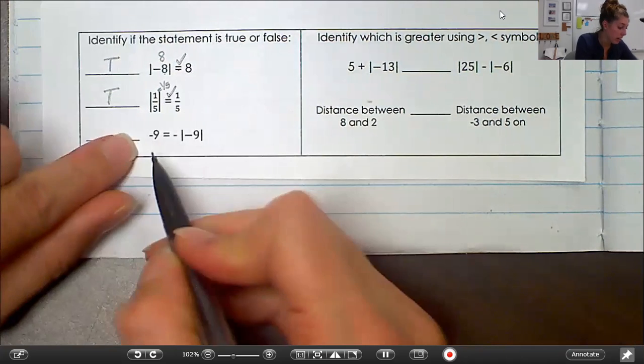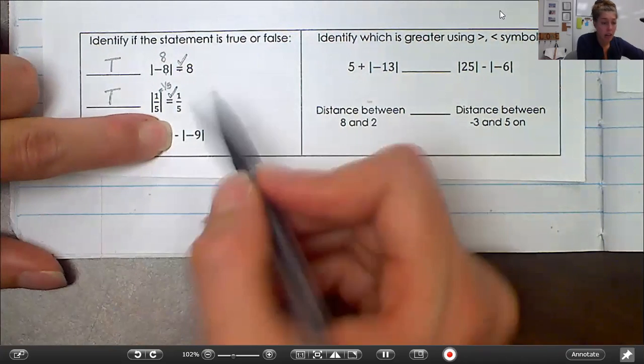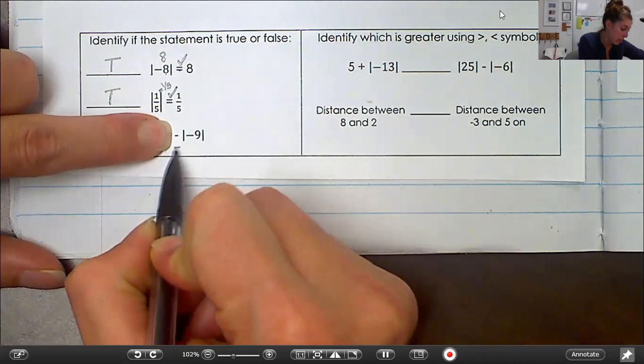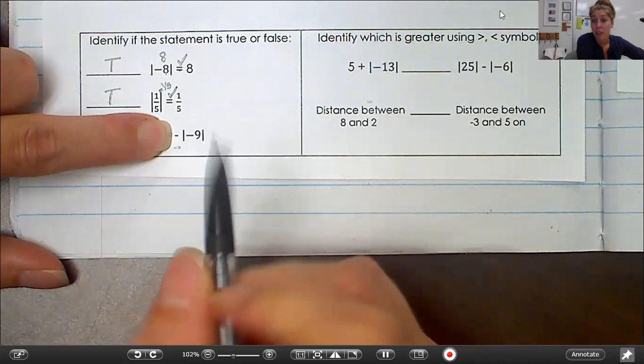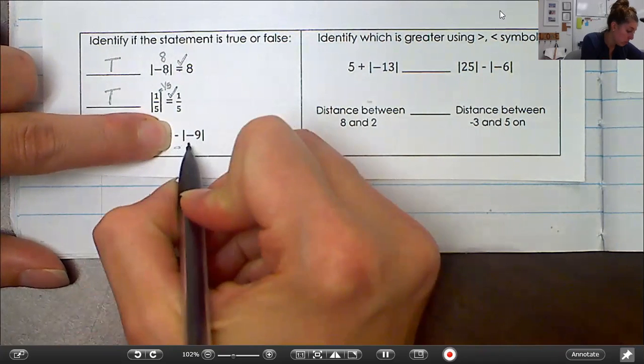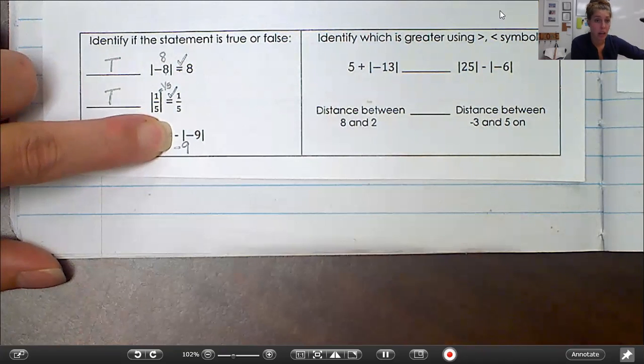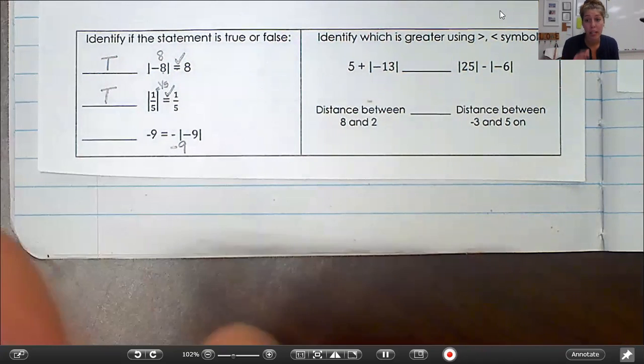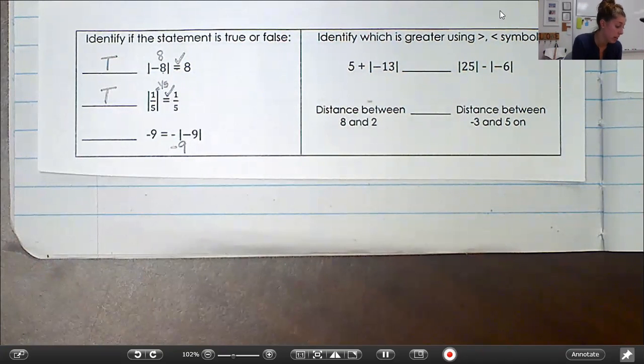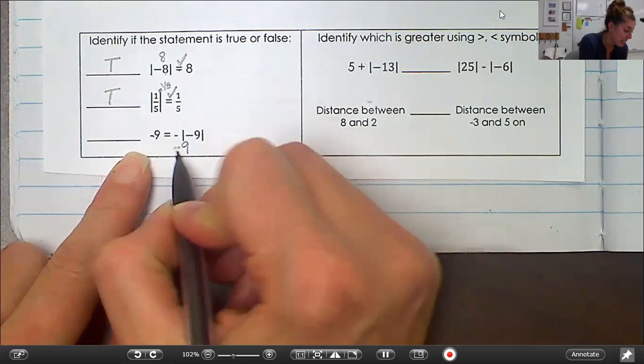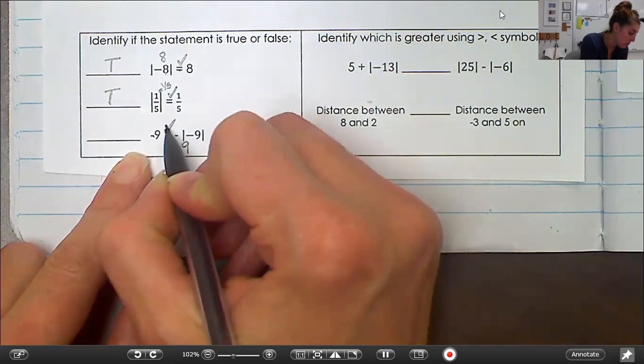All right, so we have -9 on this side. I'm going to let that one just hang out. We have a negative I'm going to bring down. Then the absolute value of -9 is positive 9. And that negative is still out in front, making that side equal to -9. -9 does equal -9. So this one is true also.